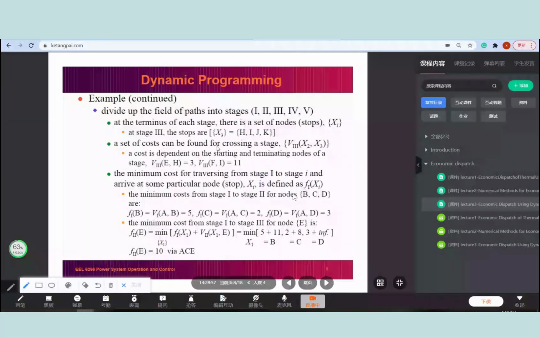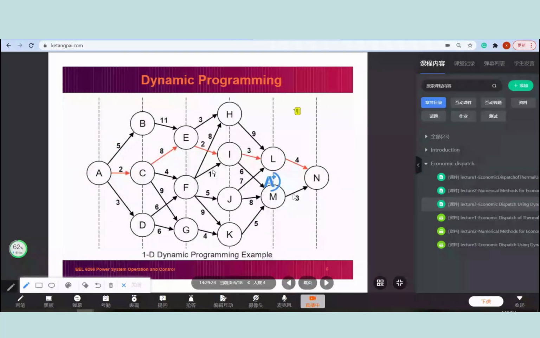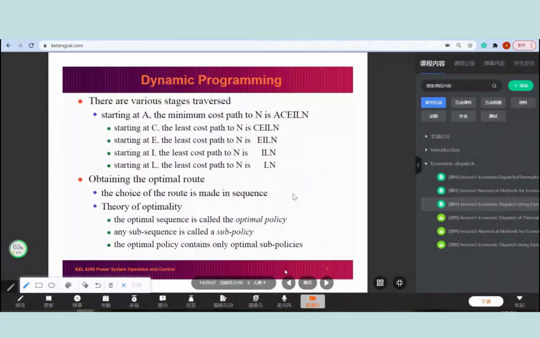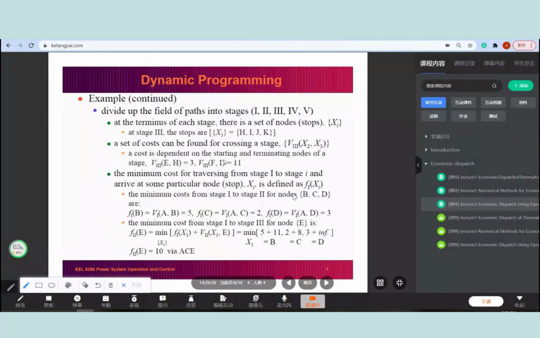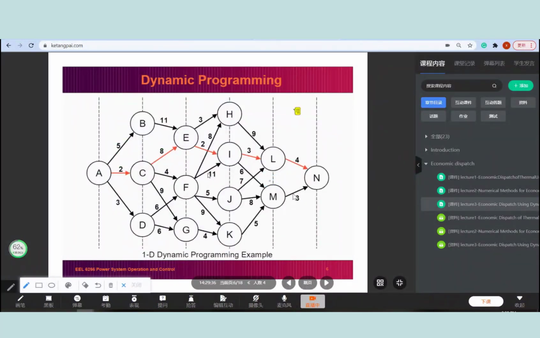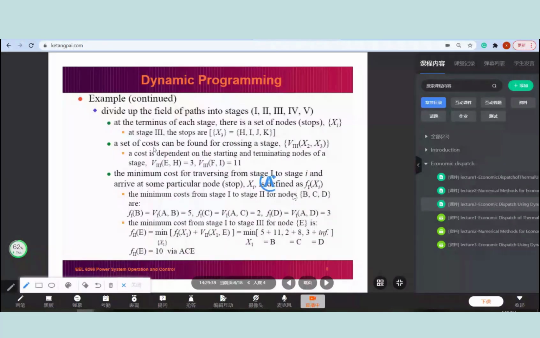So a set of costs can be found for crossing a stage. Means that you travel from one point from stage K to stage K plus one, there will be a cost. Okay, a cost is dependent on the starting and terminals of a stage. So you can find that if you travel from E to H, their cost will be 3. E to H, you see 3. Okay, you will travel from F to I. There will be 11. Okay, you can turn back. F to I 11. Okay, so let's continue.